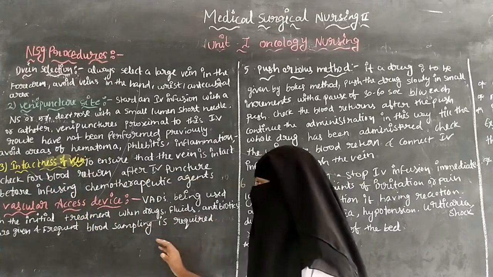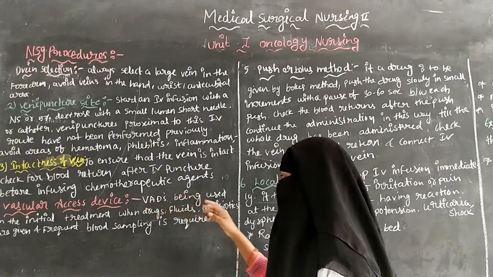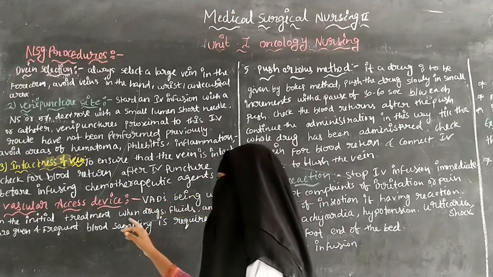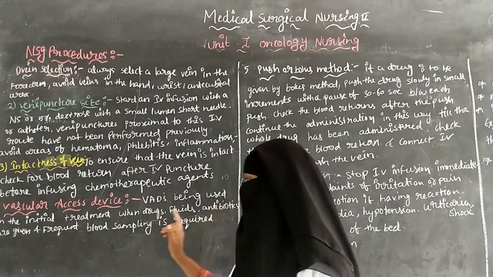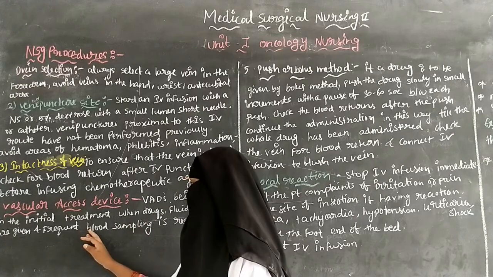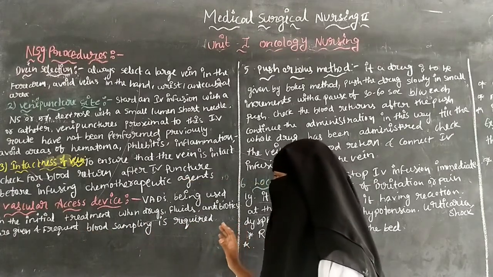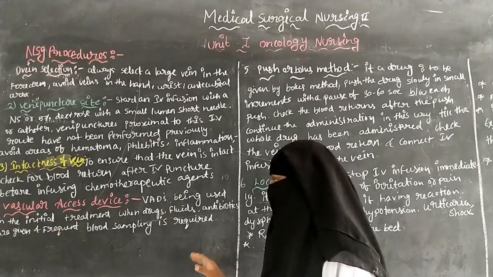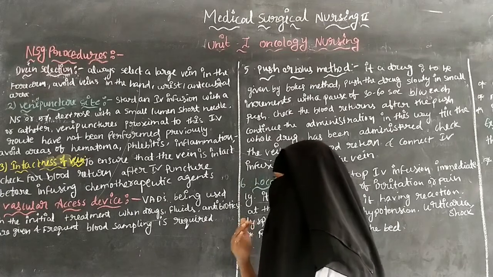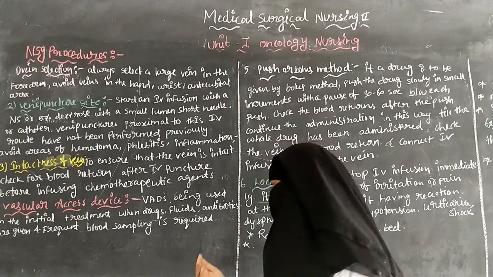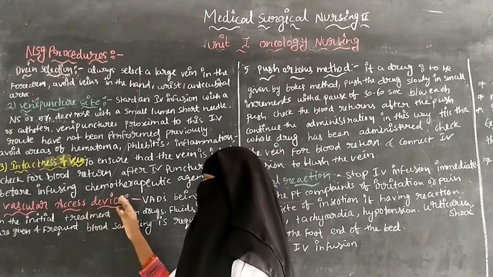Next one is the vascular access device. A vascular access device is used in the initial treatment when drugs, fluids and antibiotics are given and frequent blood sampling is required. So drugs, fluids or antibiotics are administered through the vascular access device.